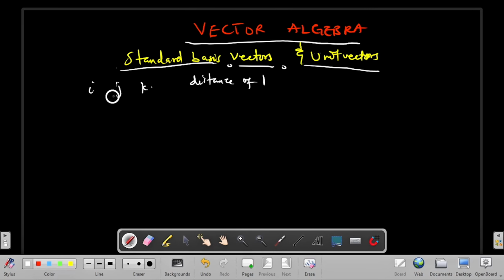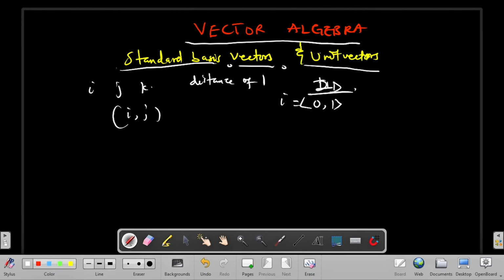Initially I showed you that you can have two-dimensional vectors and three-dimensional vectors. If you have a two-dimensional vector, then your standard basis will be i and j. But if you have three dimensions, it becomes i, j, k. Let's define them. In 2D space, let me say i is equal to 0, 1.